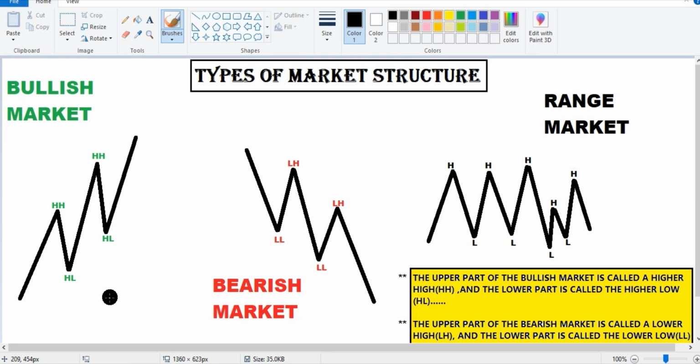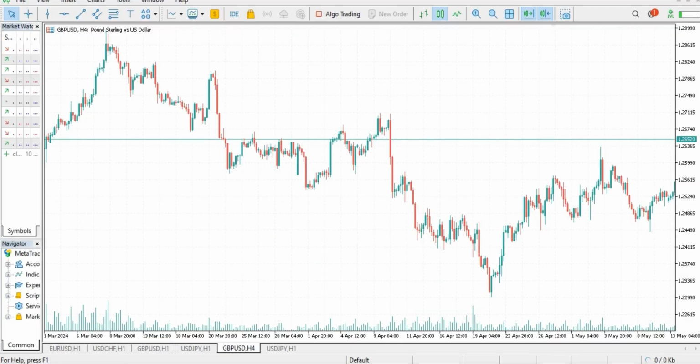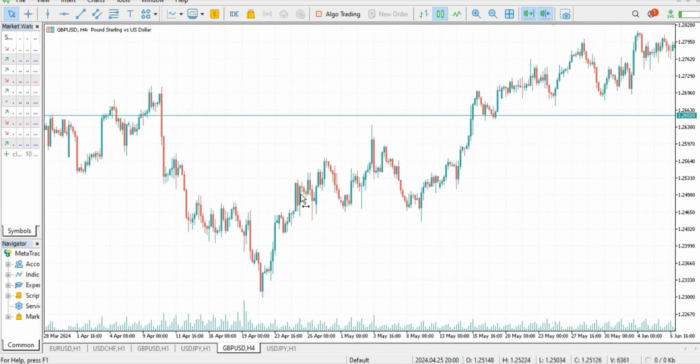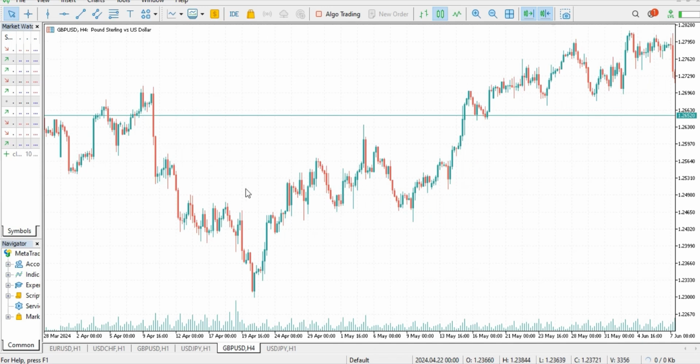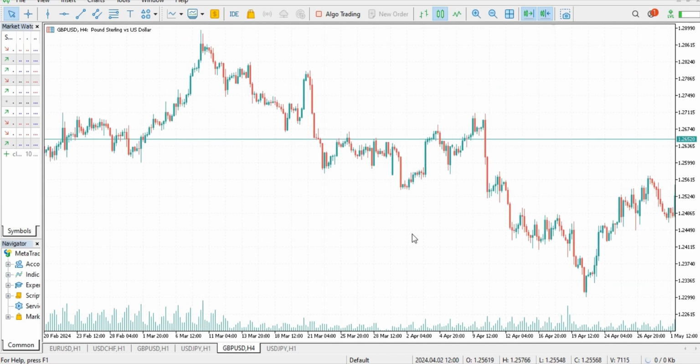If you open your chart, let's say you want to trade. The first thing to come to your mind is to identify the trend of the market. Is the market bullish? Is it bearish? Is it range? If the market is bullish, you're looking to buy for that day. You understand? We buy in a bullish market. And if the market is bearish, we look to sell.